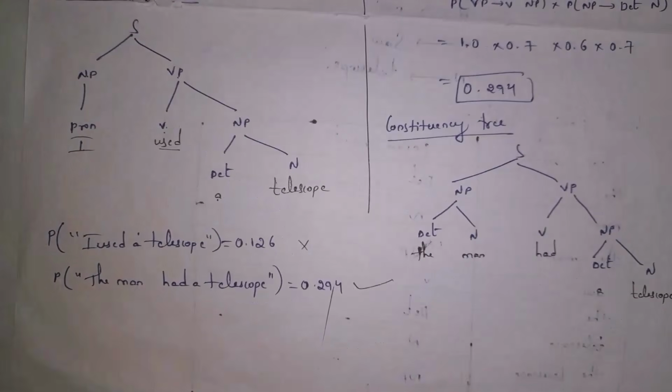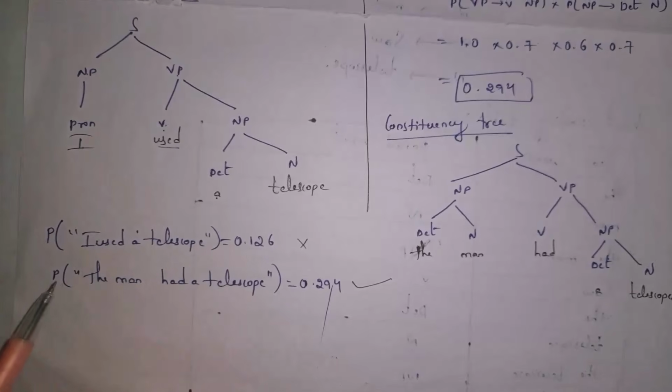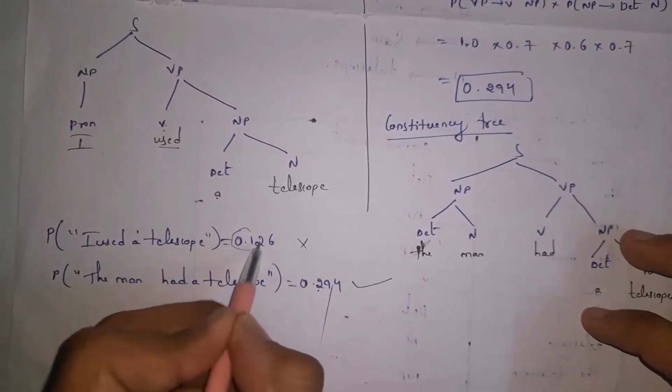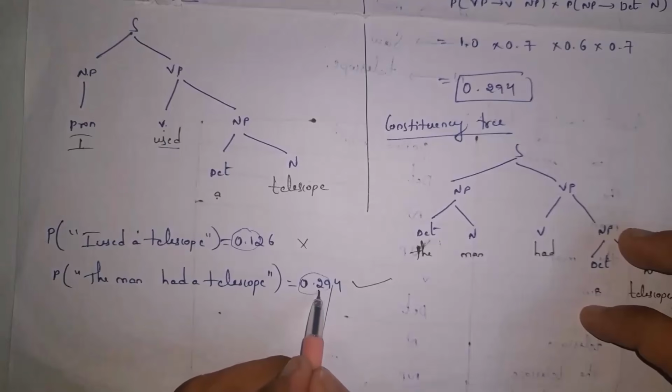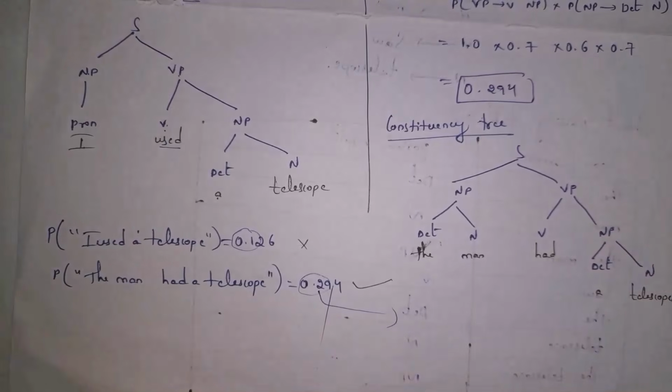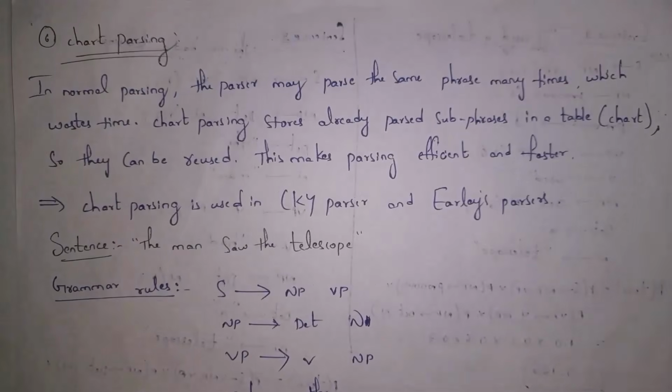These are trees. So for sentence 1, probability is 0.1, and for sentence 2, probability is 0.2. When compared to 0.1, 0.2 is highest. So we need to consider second sentence as correct sentence. That is, the man had a telescope is correct. This is all about probabilistic parsing. Next I will explain what is chart parsing.